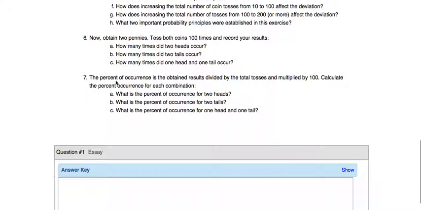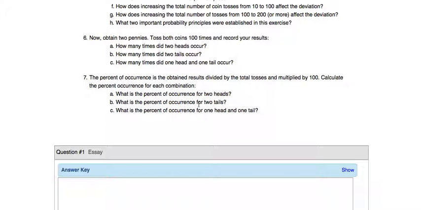From there, it asks the percentage of occurrence is the obtained results divided by the total tosses and multiplying by 100. So what you're going to do is get the results that you obtained by tossing the 2 coins. How many times did you record heads? How many times did you record tails? Then you're going to divide by the total number of tosses, which for this instance is 100. You're going to divide whatever number you get by 100 and then multiply it by 100, and that should give you a percentage.